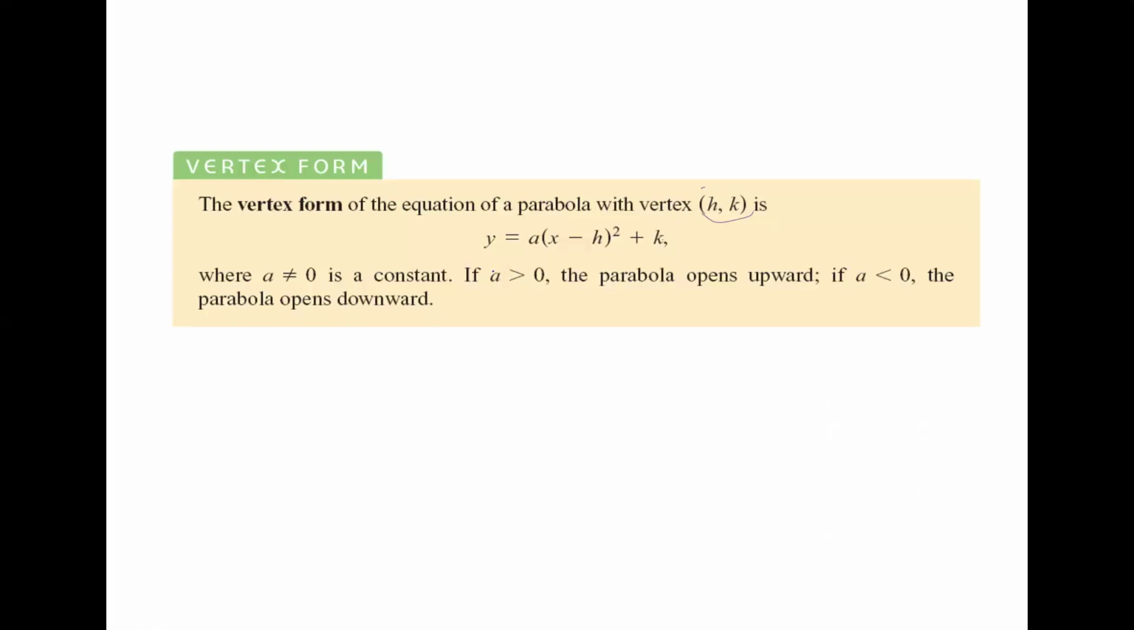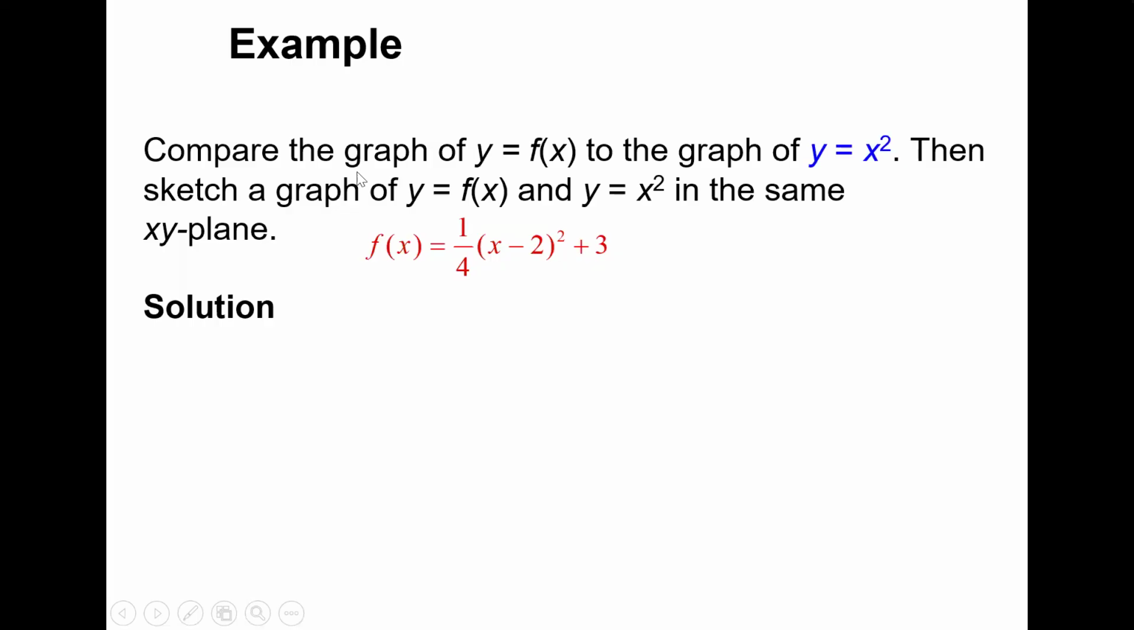Now it opens up if we have a greater than 0, and it opens down if we have a less than 0. And again, a cannot equal 0, or we don't have the x squared, and therefore we don't have a quadratic function. All right, so what we want to do now is compare the graph of y equals f of x to the graph y equals x squared, then sketch a graph of y equals f of x and y equals x squared. So this is our f of x, and we want to compare that to x squared.